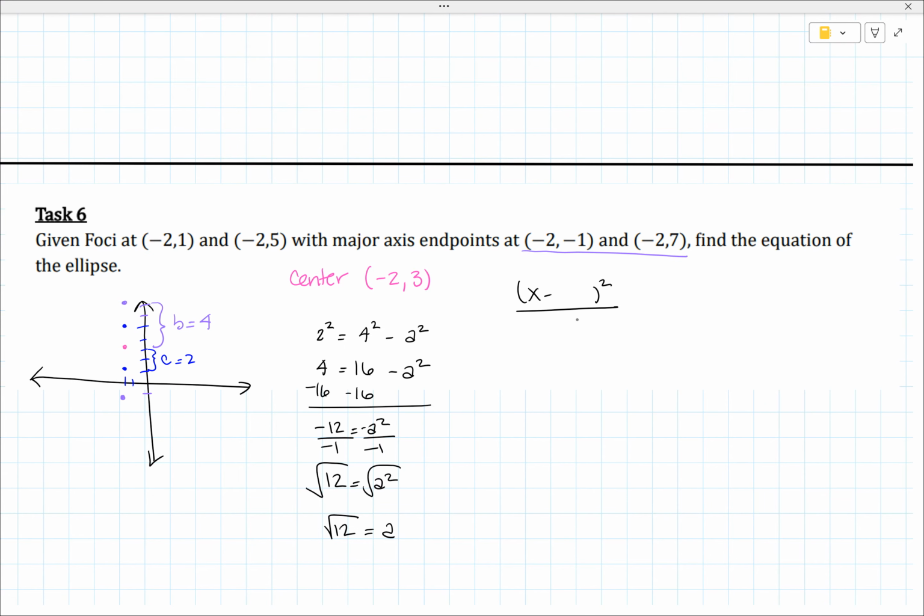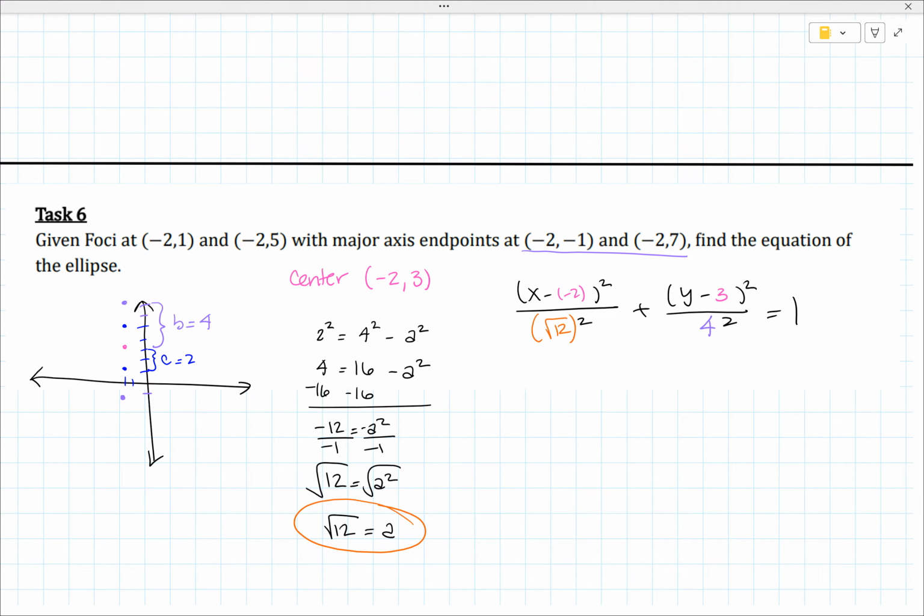X minus blank squared over blank squared, plus y minus blank squared over blank squared equals 1. Plug in our center, -2, 3. And then underneath our vertical distance, which was 4, so we're going to put 4 under the y. And then what we found for our A value is going to be the distance we go left and right from our center, so it's going to go under x. So square root of 12.